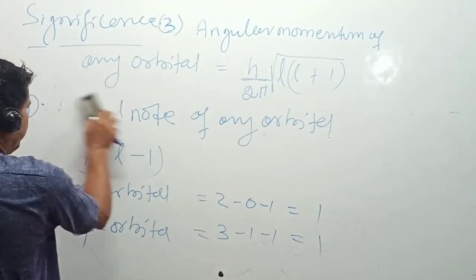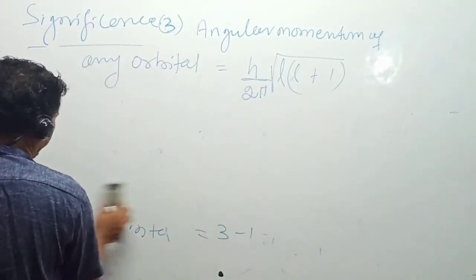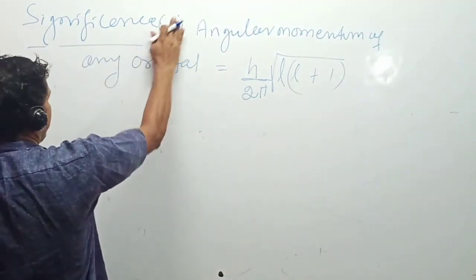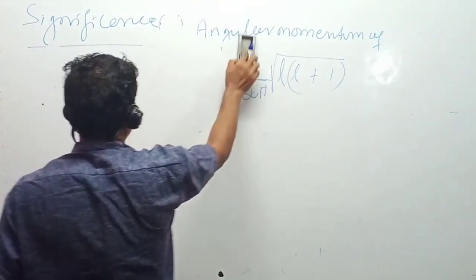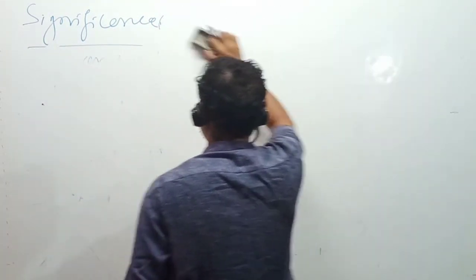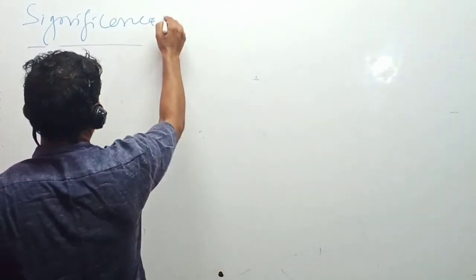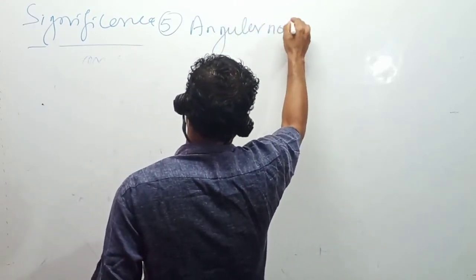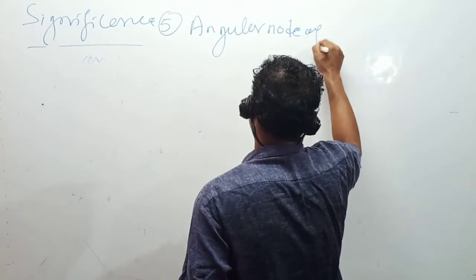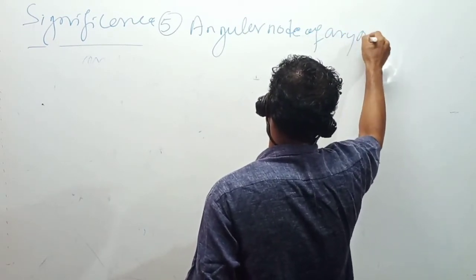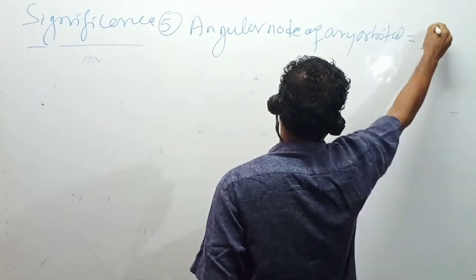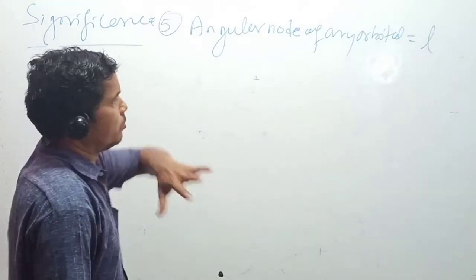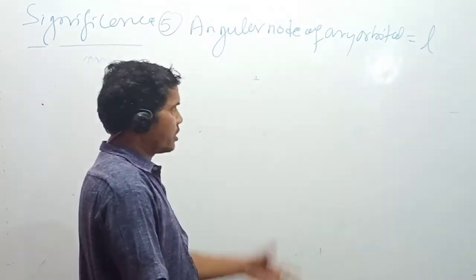Significance number 5, angular node. The angular node of any orbital is equal to L, just the value of the azimuthal quantum number. So this is all the information regarding this azimuthal quantum number. This azimuthal quantum number is finished.